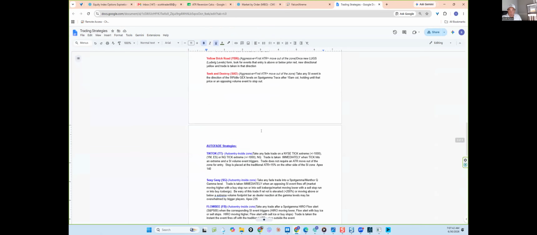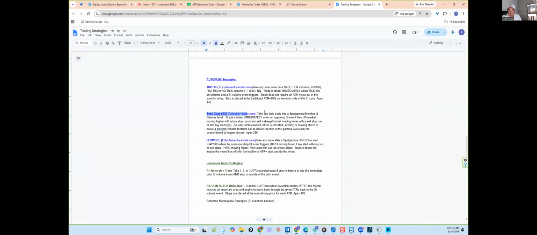So this was a trade I took right before I gave you the screen, sexy Gexy. This is where I jump in right in the middle of the zone, or right above it in that case. Take any fade trade into a Spot Gamma or MenthorQ gamma level. Trade is taken immediately when an opposing SI event fires off. We saw the stop ice or the sell ice earlier. Then we saw the Dumb and Dumber stop run. It's one of my 6 distinct stop iceberg events. Dumb and Dumber is the dumb money's puke. Usually pukes and stop runs are dumb money. Again, I'm dumb money too. It's a retail trader. It's not the informed money.